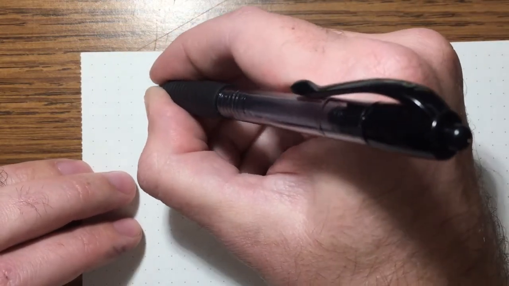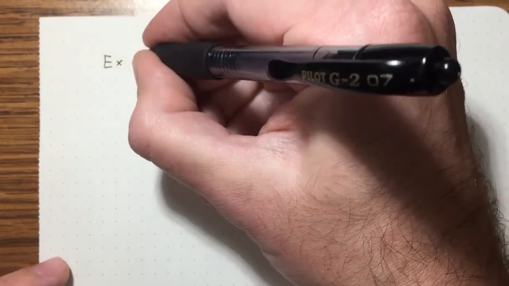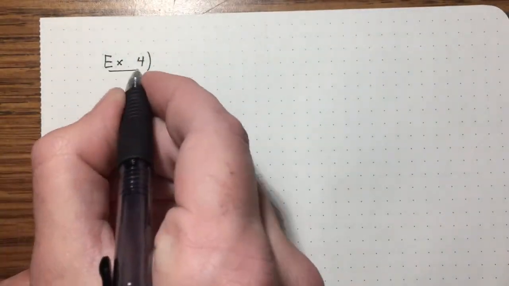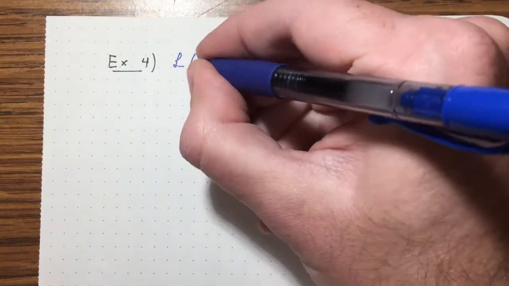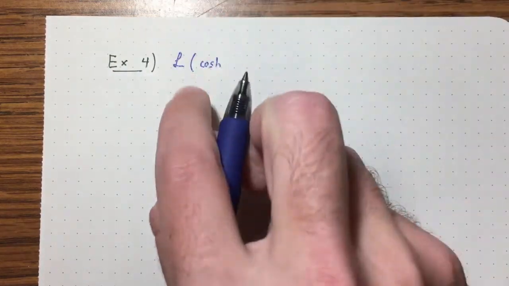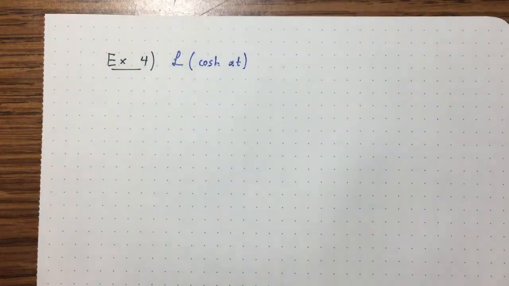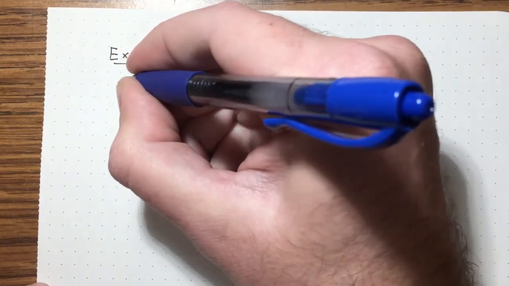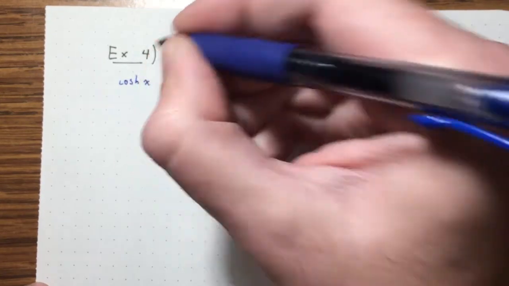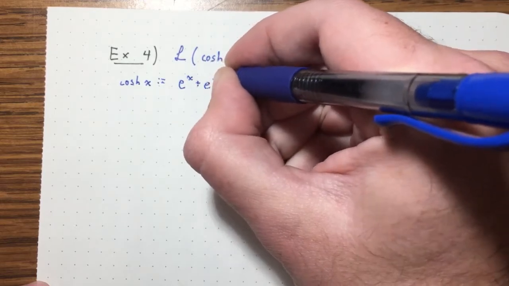Okay, first one I want to do is a function that often comes up in differential equations. So this is example, where are we? We're example 4, I think. We'll do the Laplace transform of the so-called hyperbolic cosine. It's written cosh of at, also pronounced cosh. Okay, and if you haven't seen these before, let's tell you what they are. So cosh of x is just defined to be e to the x plus e to the negative x over 2.